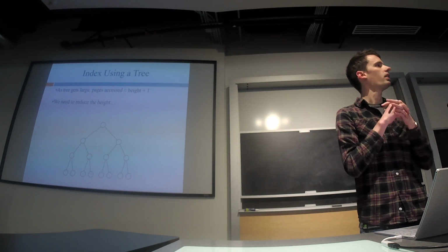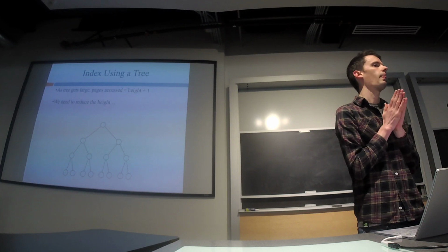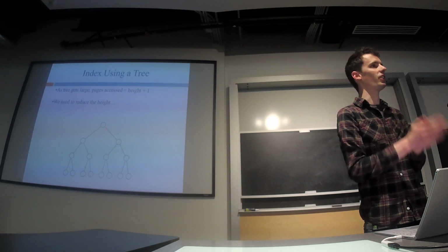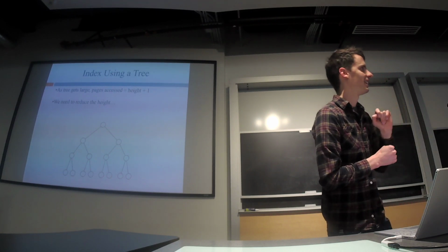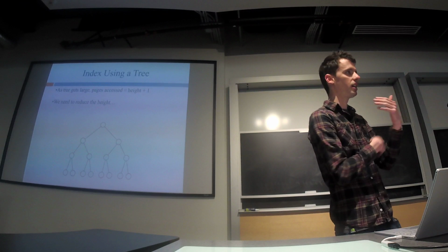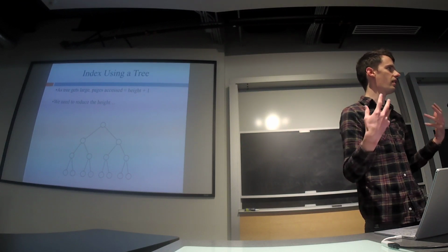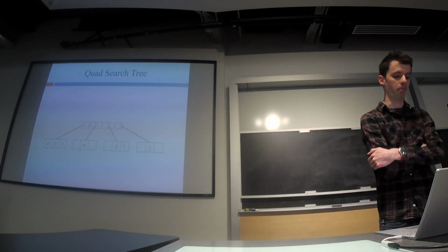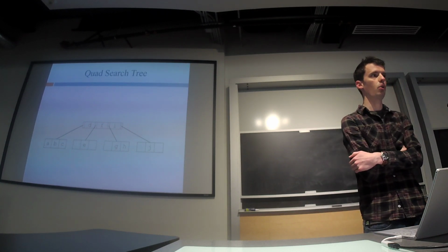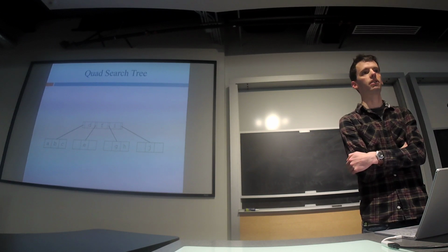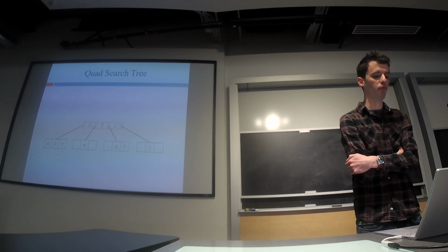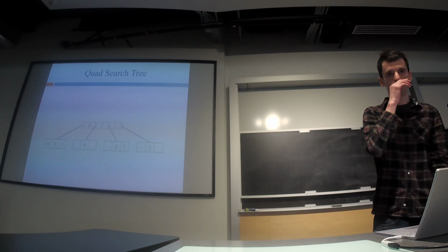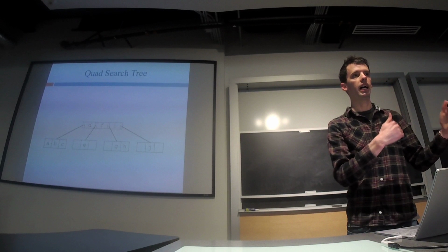How can we reduce? Let me rephrase the question. How can we reduce the height of a binary tree? How can we reduce the height of a tree? Just put more nodes per node. Increase the branching factor. Instead of a binary tree, let's look at a quad tree. So this is a quad search tree instead of a binary search tree. We have 4 children per node. So the branching factor is 4. This greatly is going to reduce the height of the tree.